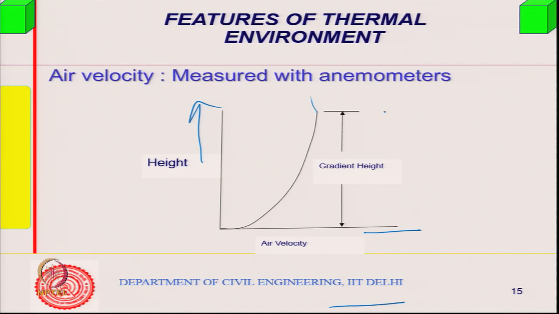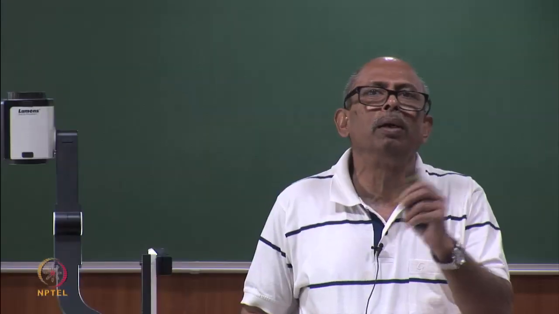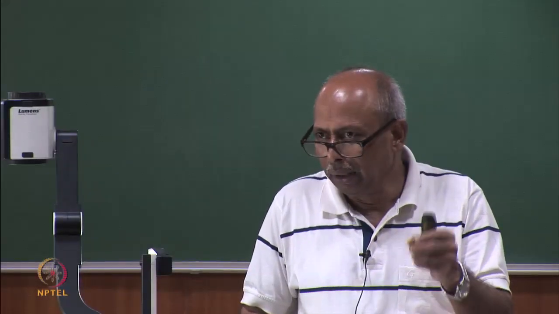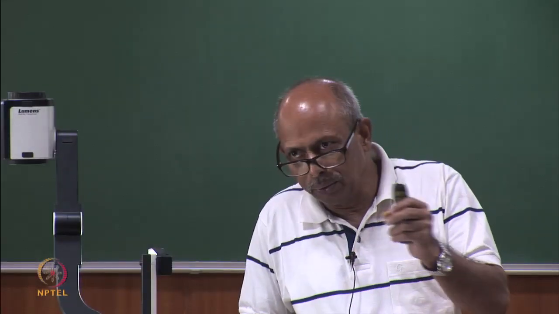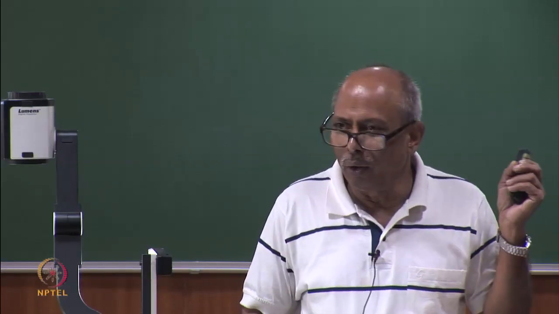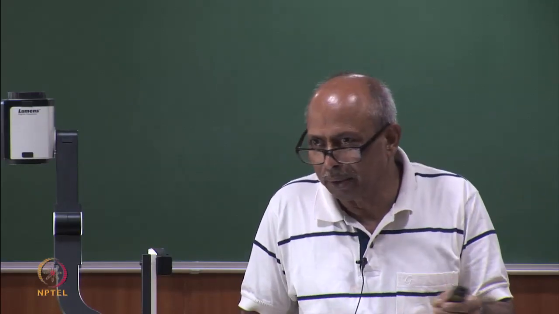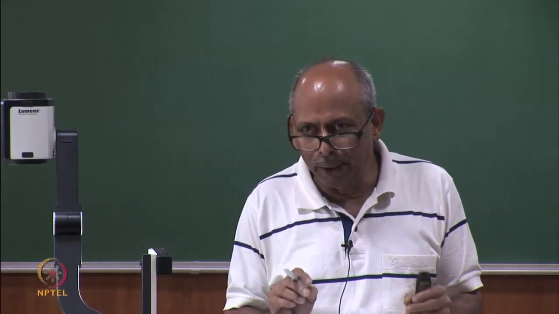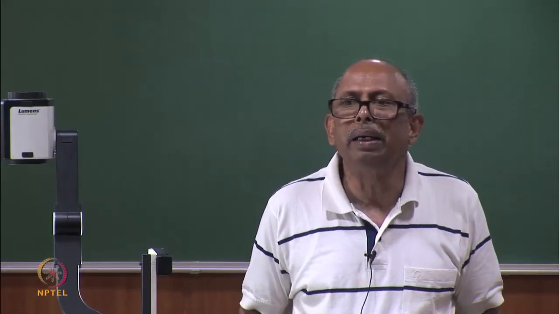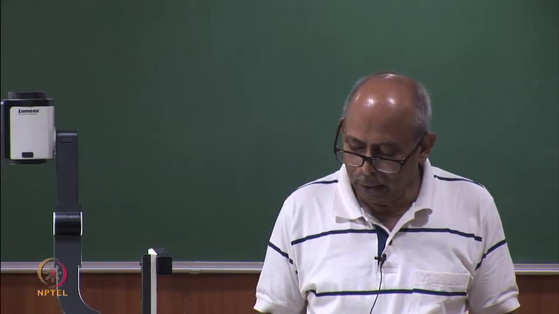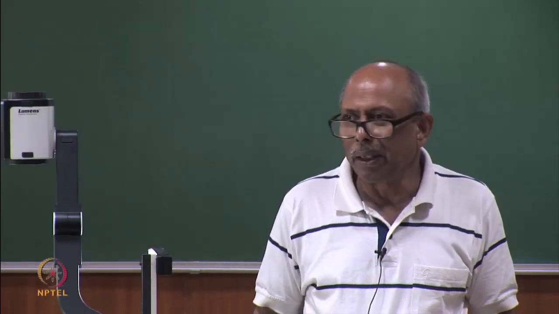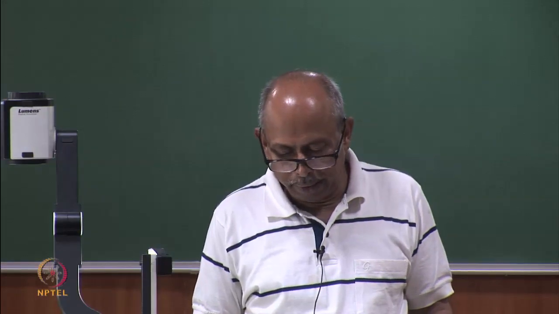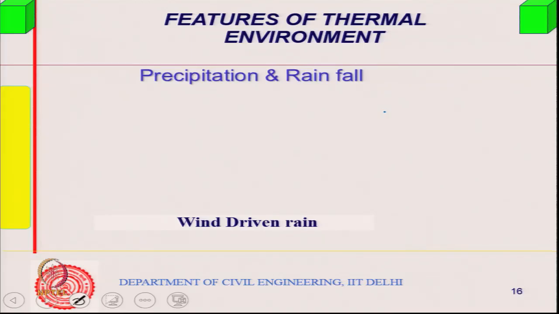So, we measure at 10 meter. 10 meter is where a meteorological department will measure, at air force stations and air bases or airports, because they need it, aviation people. So, 10 meter is the height where it is measured, but there is something called gradient height. As you go up, it increases and becomes constant at a given point, which we call the gradient height. Precipitation and rainfall is the other feature.